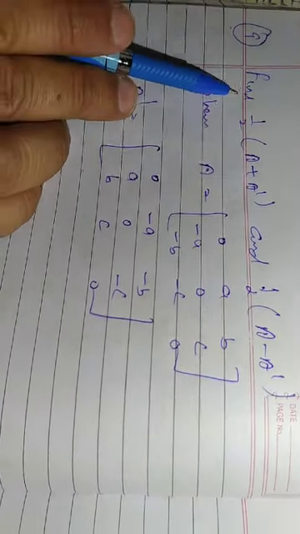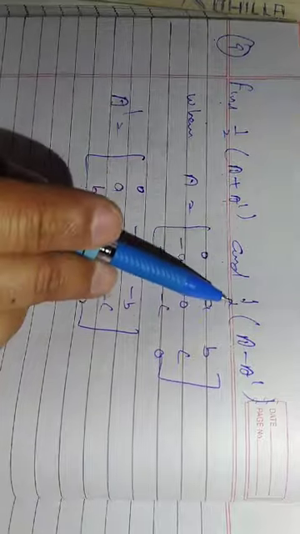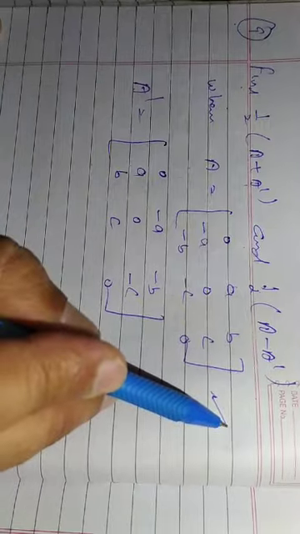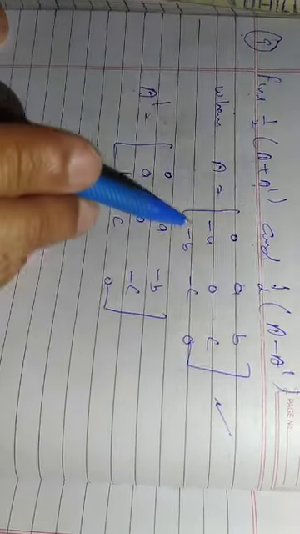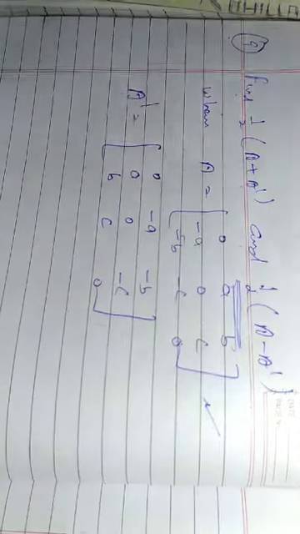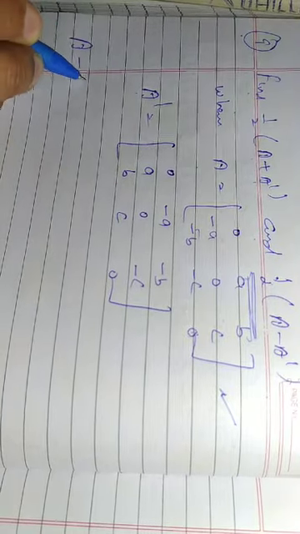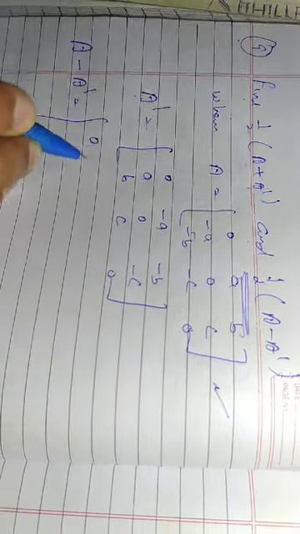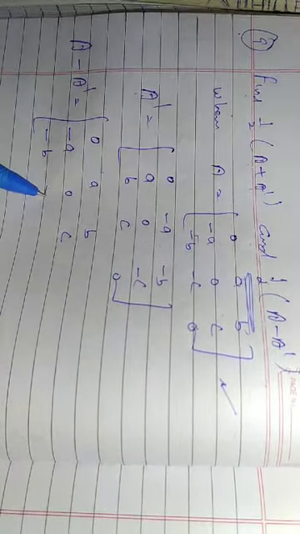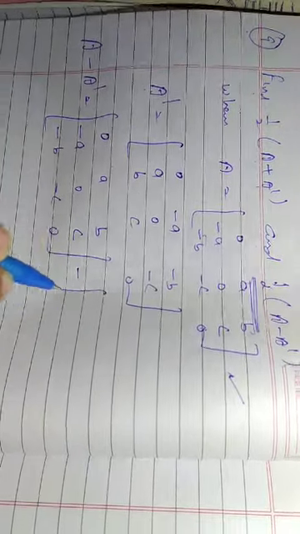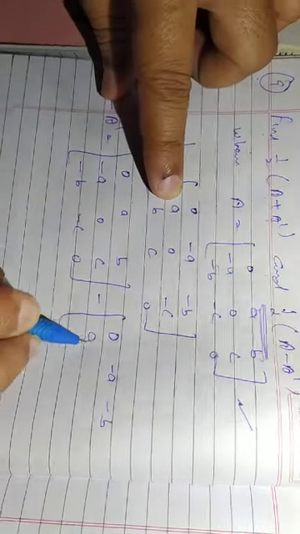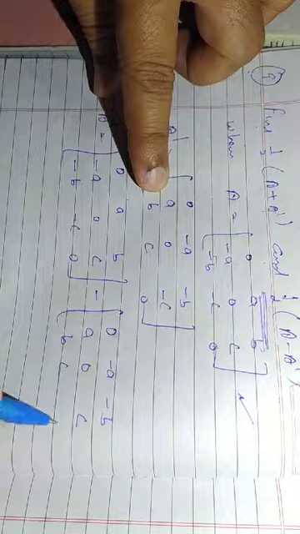Question number 9. Find 1 by 2 of A plus A transpose and 1 by 2 of A minus A transpose when A is equal to this. Given A matrix of 3 by 3 order, then the transpose of A matrix, changing rows into columns and columns into rows. Then second part, A minus A transpose: 0, a, b, minus a, 0, c, minus b, minus c, 0, then minus transpose of A: 0, minus a, minus b, a, 0, c, b, c, 0.